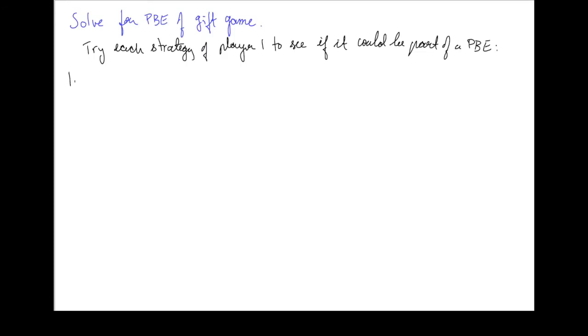So let's start with NF and GE. When we update using Bayes' rule, the only way we end up at player 2's information set is if player 1 is an enemy, given that player 1 is using this strategy.